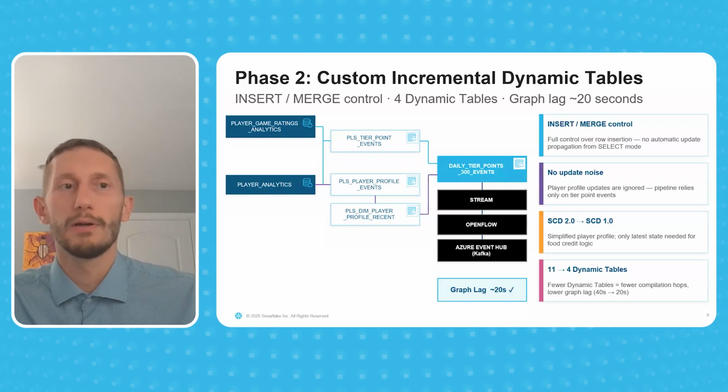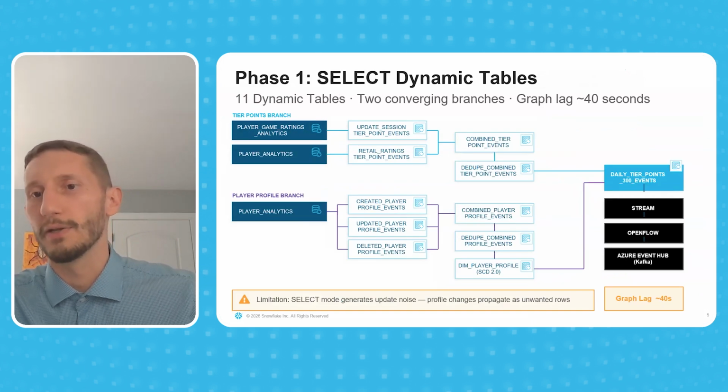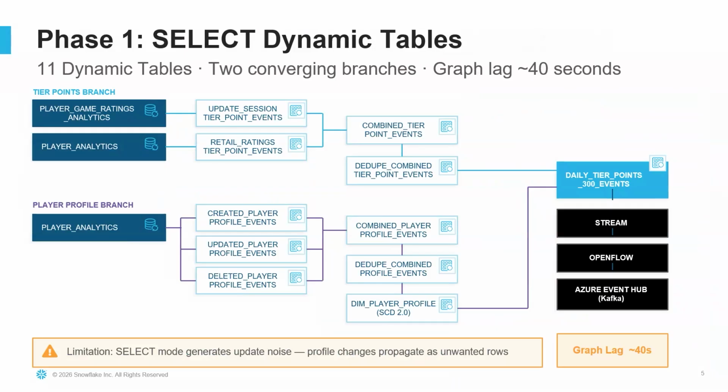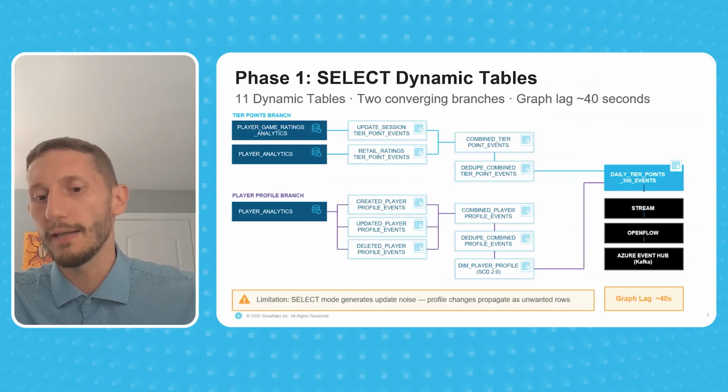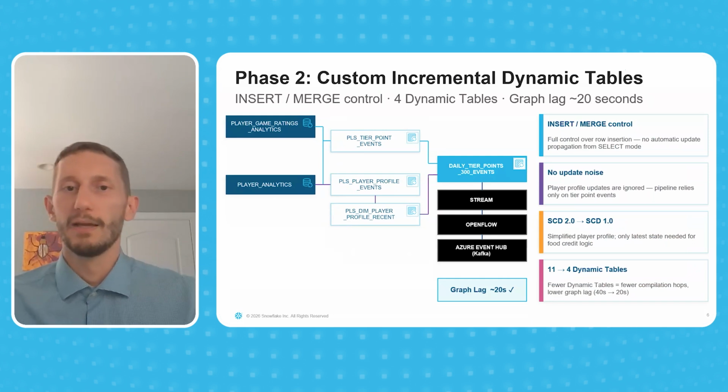In our first phase here, you can see this final dynamic table, daily tier points 300 events. When the player profile is updated, it contributes to the update of the final dynamic table. So we have the same food credit, but now the player profile is updated. And this noise propagates to the server side, right? And we need to control that this is not a duplication of the food credit. With this stream static approach, we don't need to take care of it. We still do this on the server side, but it's not necessary.